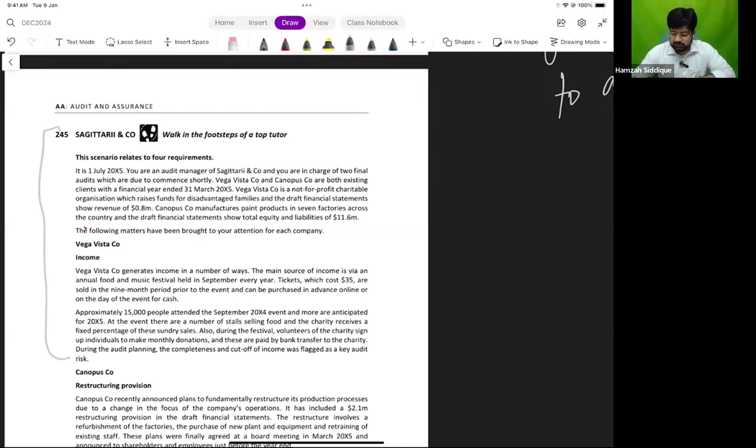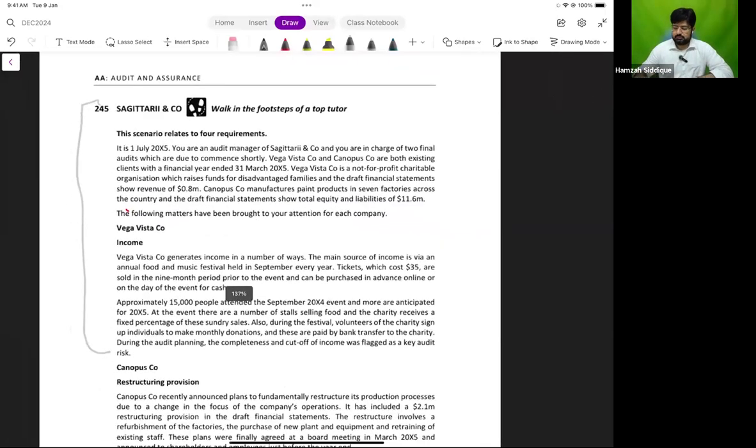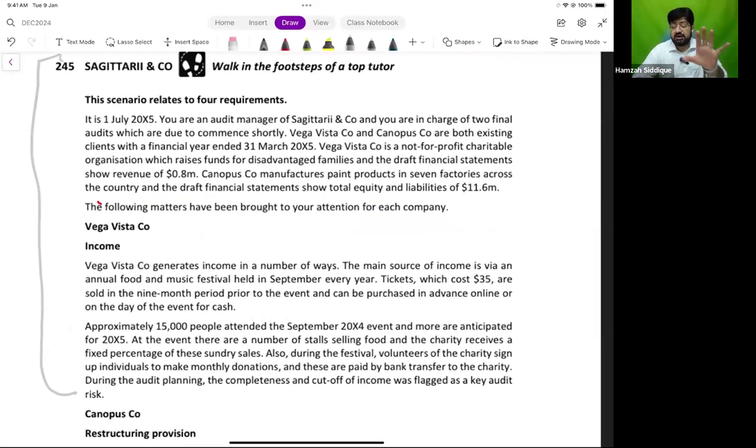Now, students, I hope you have gone through it. We have to write substantive tests in relation to income. They have not restricted us to describe tests on the cutoff of income, completeness of income, or accuracy. They have given us space, and such a question is easier to tackle because you can write the procedure on any aspect of that. They did not restrict us. So this is the preliminary information.